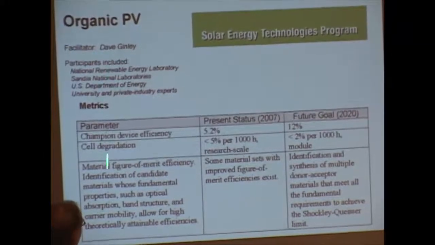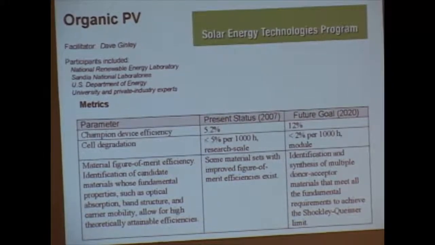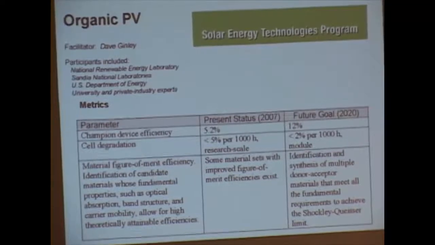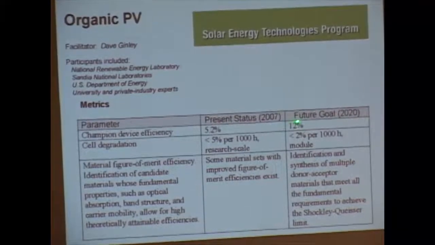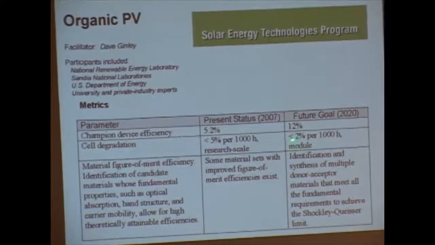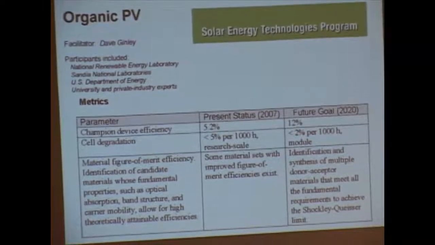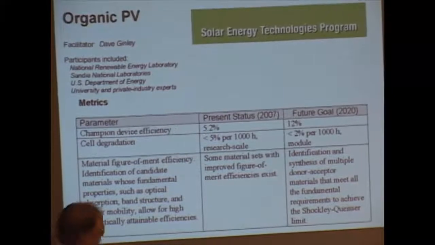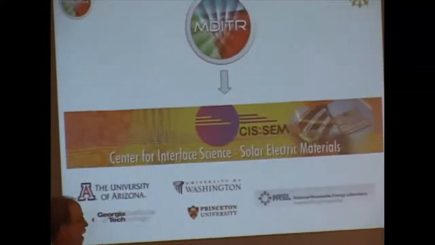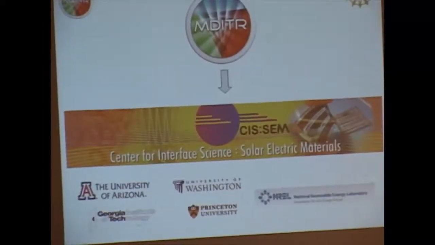This is the OPV lifetime table that we're now held to. Okay, so the government has said that we will be at 12% by 2020 with less than 2% per 1,000-hour loss in power conversion efficiency. I have no earthly idea how we're going to get there. But I have $15 million to help us get there, all right?